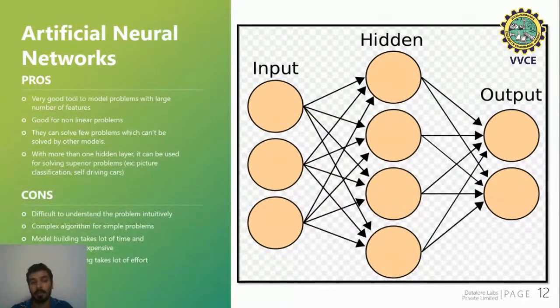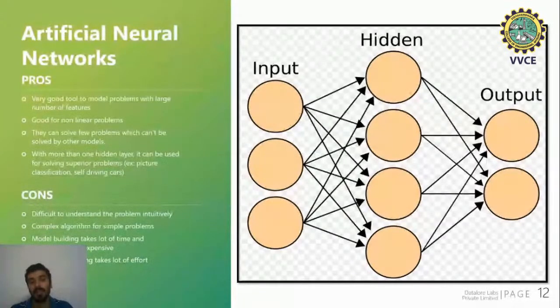Okay, sometimes artificial neural networks can solve some problems which can't be solved by other algorithms. For example, for these image problems, you can't use your regular algorithms. That is where you have to go for these artificial neural network algorithms only.